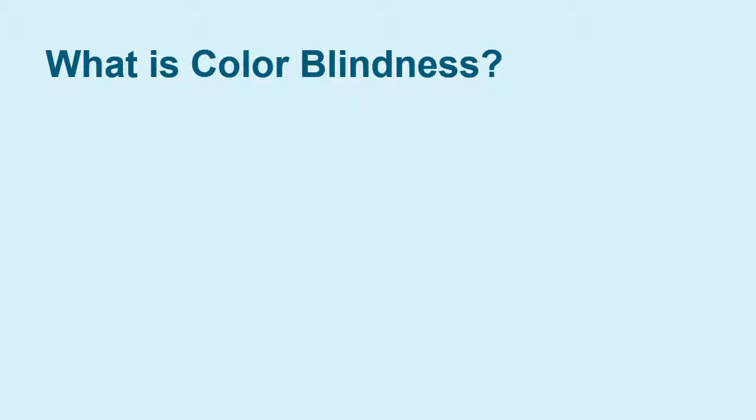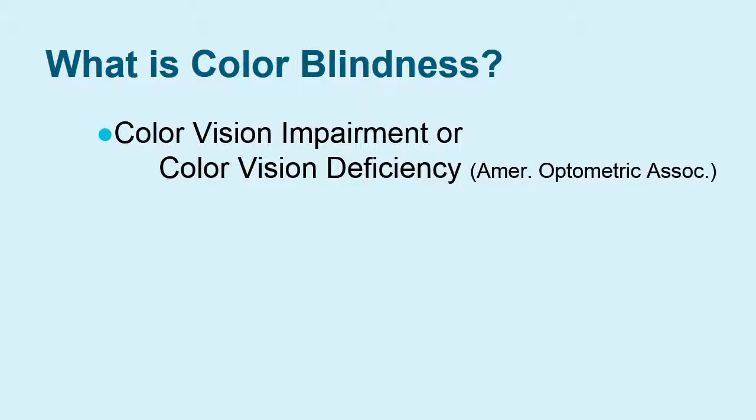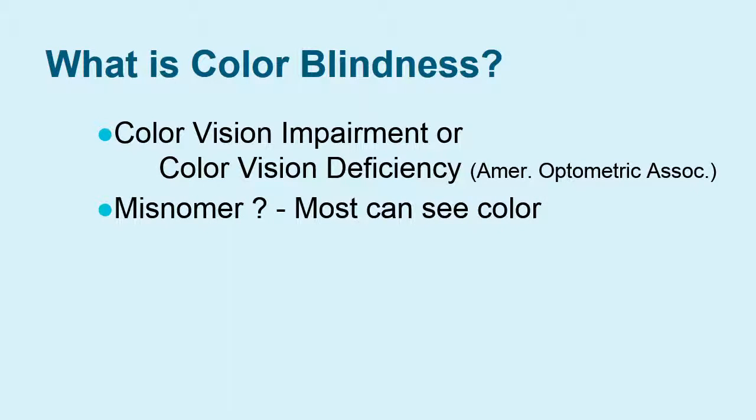Color blindness is considered by many to be a misnomer. The American Optometric Association prefers the term color vision deficiency, although one or two authors believe that if you don't have trichromacy, then you are colorblind. However, many authors believe it's a misnomer because most people can see color. It's very, very rare that people cannot see some color.